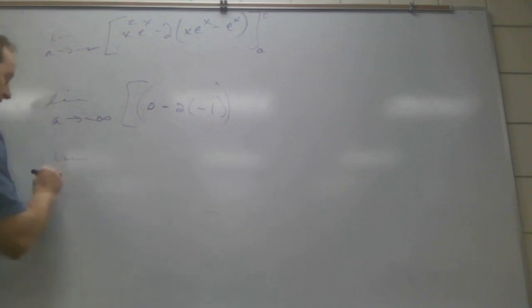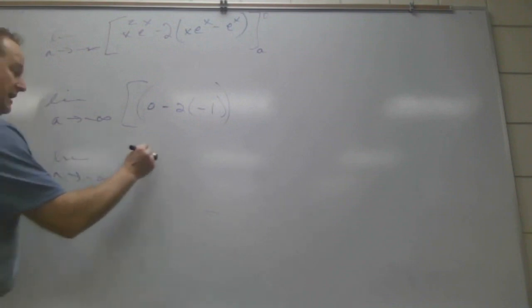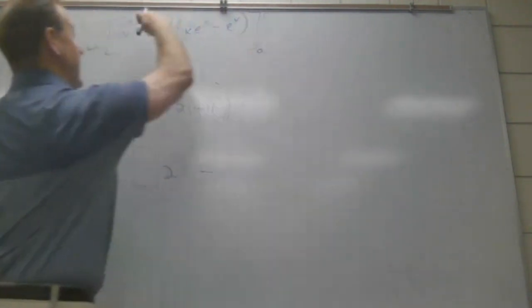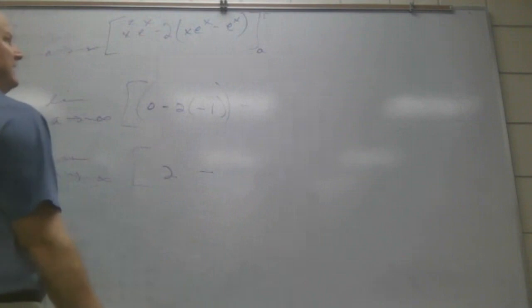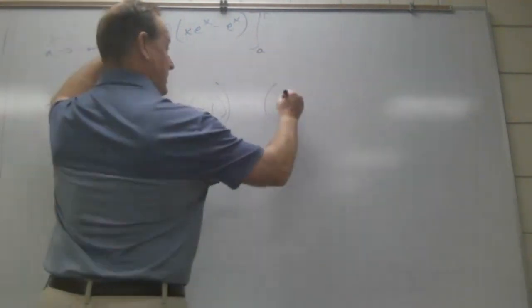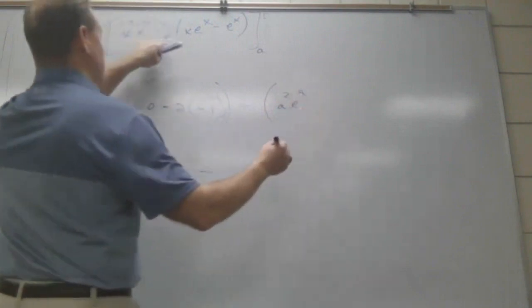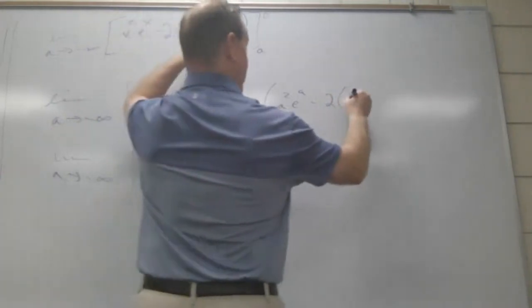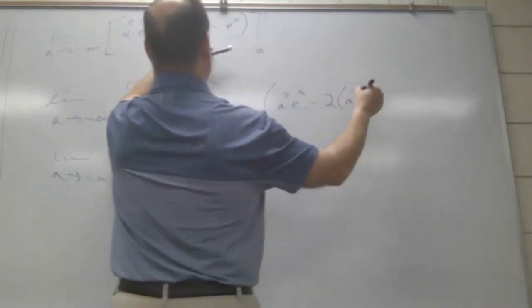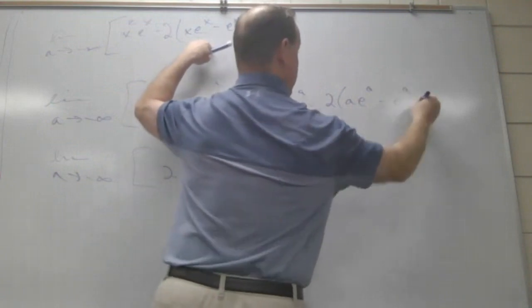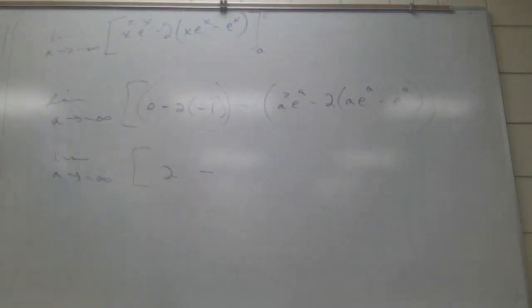I'm going to rewrite it underneath. So it's the limit as a goes to negative infinity of 2, and then minus, plugging a in, what do I get? This looks fun. So it's a squared e to the a minus 2 times the quantity of a e to the a minus e to the a. Did I do that right? Boy, that doesn't look very fun.